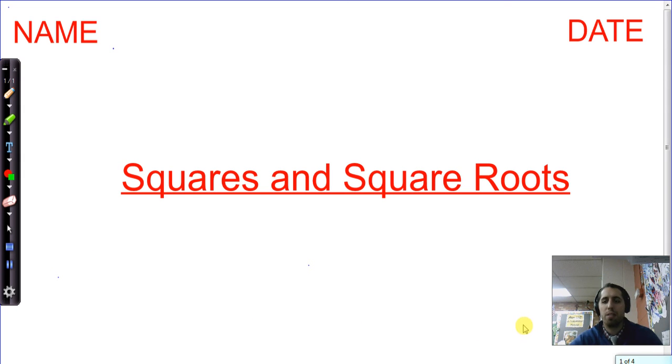Welcome. Today we're talking about squares and square rooting. So we've been talking about exponents and scientific notation, but square roots, or roots in general, are a way for us to undo, or do the opposite operation of, exponents. And square roots undo squaring, which is the exponent 2.